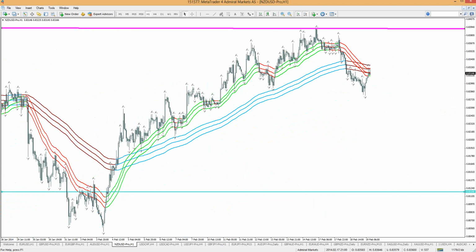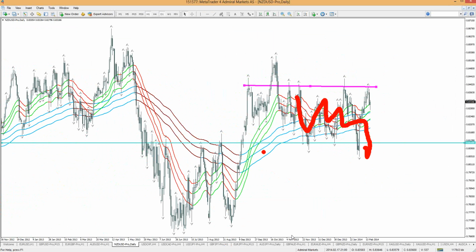It's not a very neat range. Let me say it this way. It's not like price is acting in a very precise trading range. So, not too big a fan of this Kiwi. Let's move on.